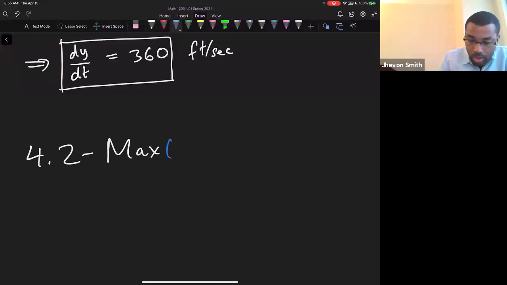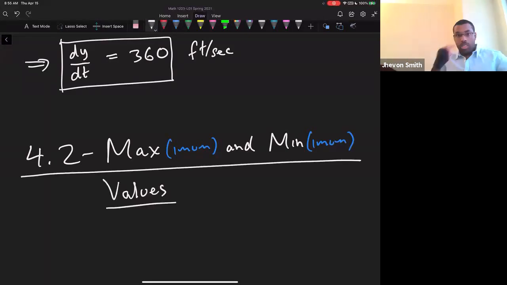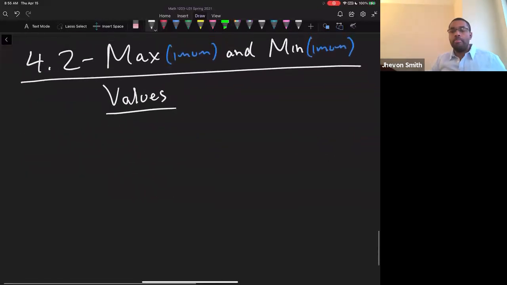Max, short for maximum, and min, short for minimum, values. Okay, so we're doing max and min values. Okay, cool. Have to start out with a bunch of definitions here to let you know the differences between the kinds of max and mins that we might be interested in.